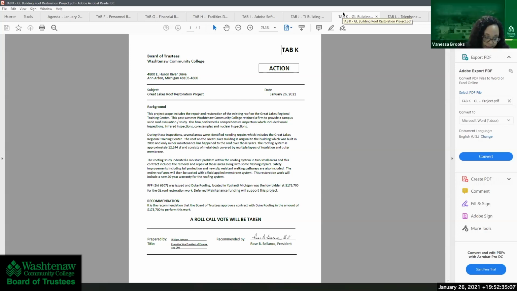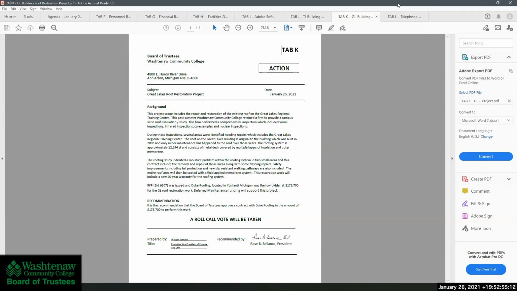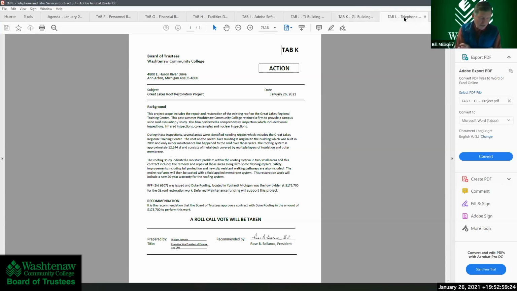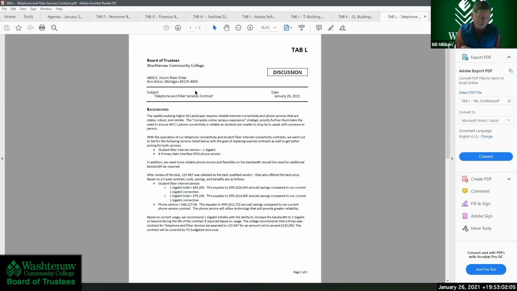Chair Milliken, Milliken, yes. Vice Chair Davis, Davis, yes. Treasurer DeVarty, DeVarty, yes. Secretary Hatcher, Hatcher, yes. Trustee Fleming, Fleming, yes. Trustee Landau, Landau, yes. Trustee McKnight Morton, McKnight Morton, yes. Thank you. We'll move into new business for discussion on telephone and fiber services contract.